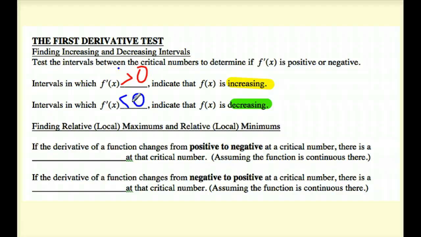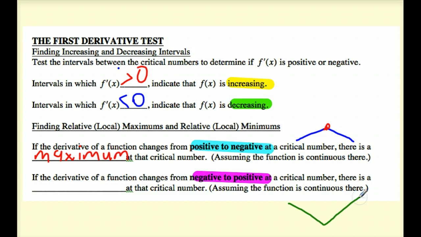If the derivative changes from positive to negative at a critical number, that means it's going from increasing to decreasing. What do you think we have at this point? Good, this is a maximum. On the other end, if I have a derivative that goes from negative to positive, so let's draw this out, it's decreasing to increasing. What do you notice about this point? That I'm going to have a minimum.